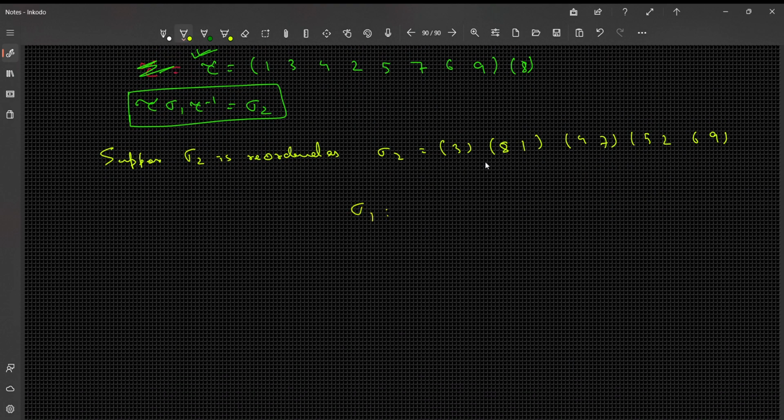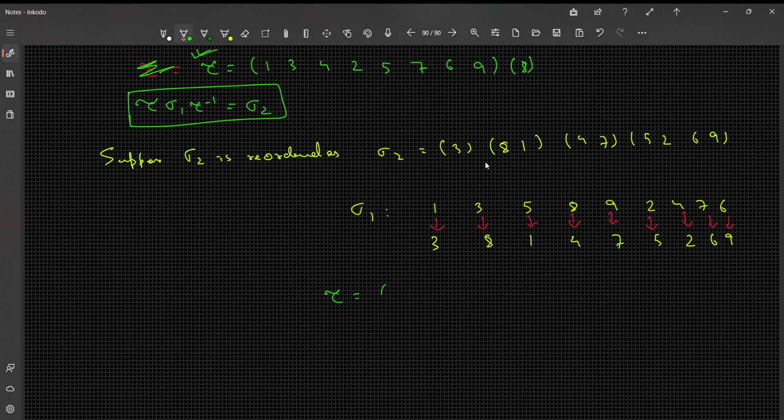So sigma 1, the listed elements were 1, 3, 5, 8, 9, then 2, 4, 7, 6. Here you have 3, 8, 1, 4, 7, 5, 2, 6 and 9. Again we do the same procedure, that we map the corresponding elements. So we map 1 to 3, 3 to 8, 5 to 1, 8 to 4, 9 to 7, 2 to 5, 4 to 2, 7 to 6 and 6 to 9.